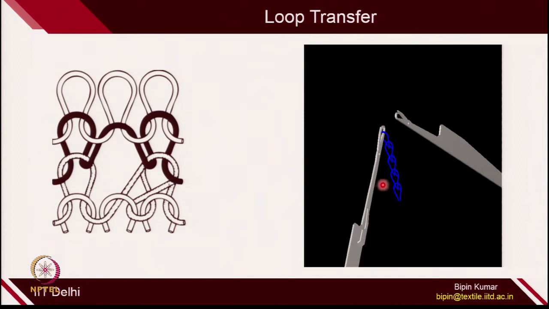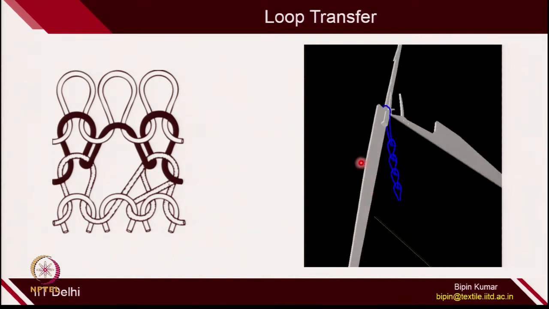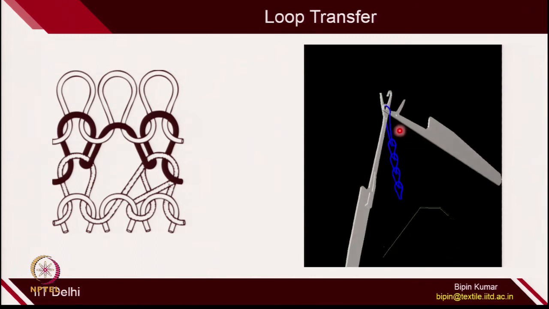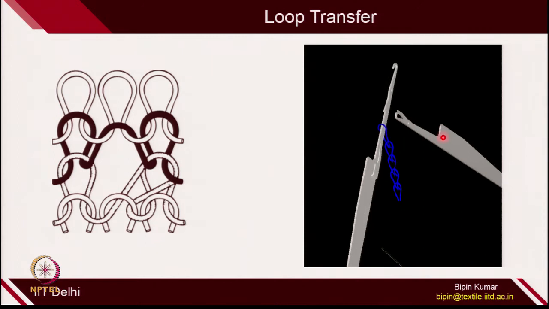Here you can see one of the needles from the front bed is shown to you, and the back bed has no loops. So you can transfer the loop from one bed to the other bed. You can see the needle raised and then the loop has been shifted from the front bed to the back bed. So this is how loops can be transferred.